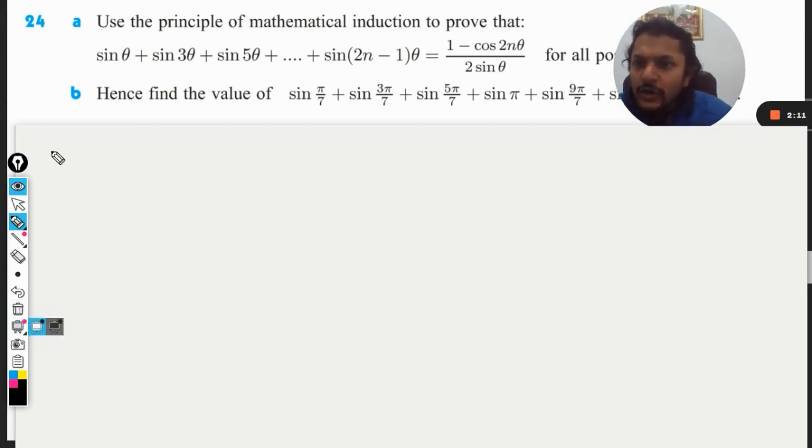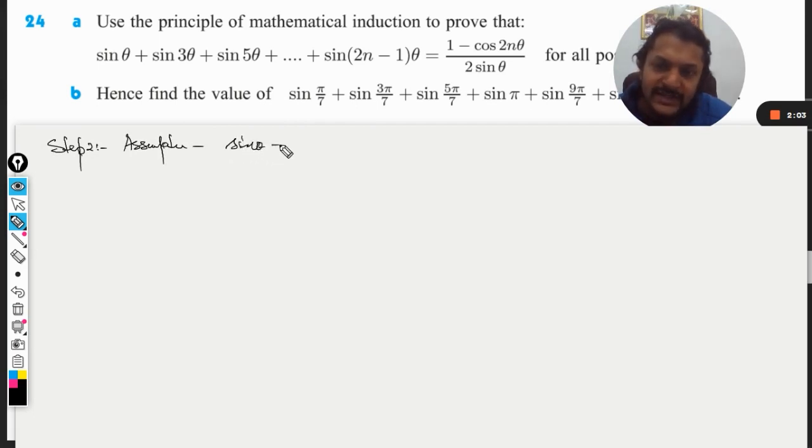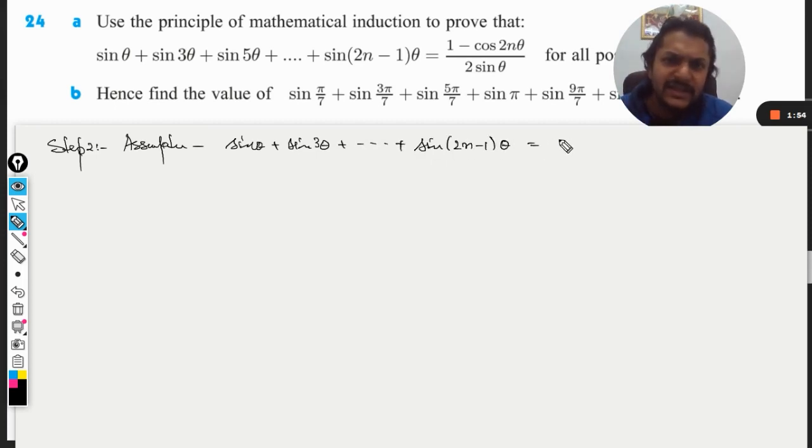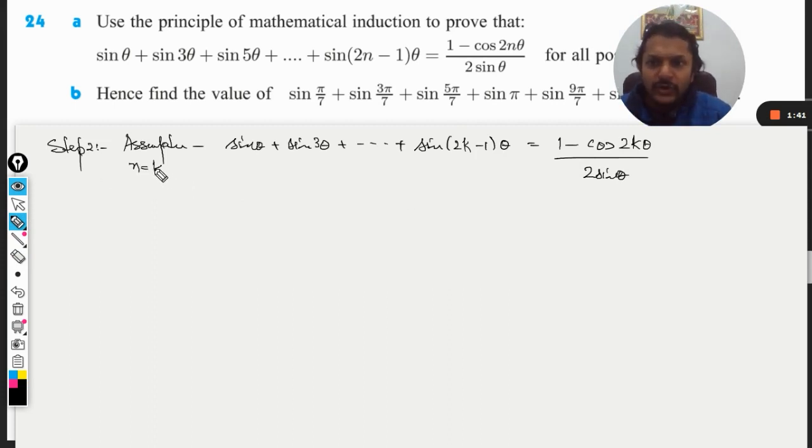Moving on, we are now at step number two, and step number two, as we all know, is the assumption that we are making. So it is sine theta plus sine of 3 theta and so on up to sine of 2n minus 1 theta is equal to 1 minus cos 2n theta divided by twice of sine theta. We are going to substitute k instead of n. This is how we write the complete equation. We have just substituted n is equal to k and assumed that this series is equal to that. This is the assumption.